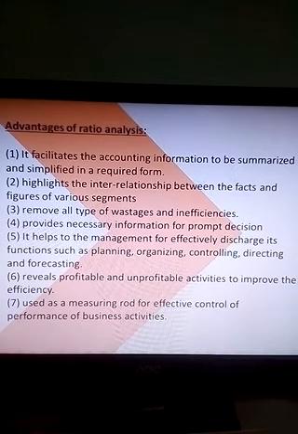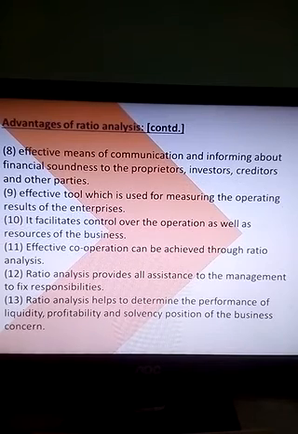interrelationship between the various items of P&L account and balance sheet. Next, effective means of communication and informing about financial soundness to the proprietors, investors, creditors and other parties. Through the ratio analysis, we are getting various kinds of ratios which are very important measures to the proprietors, investors, creditors and other parties.